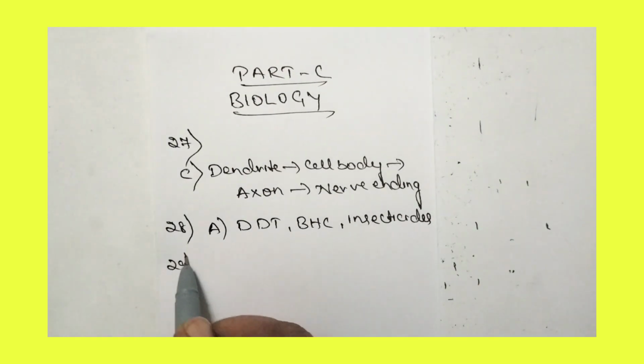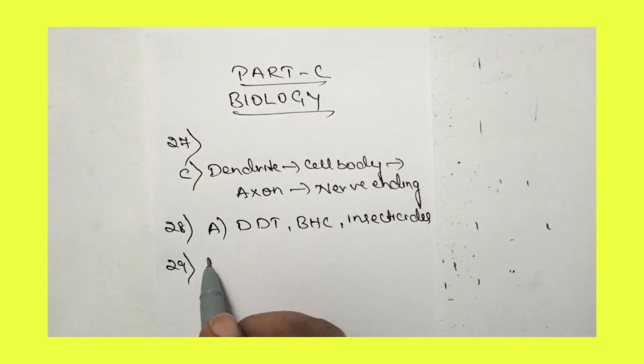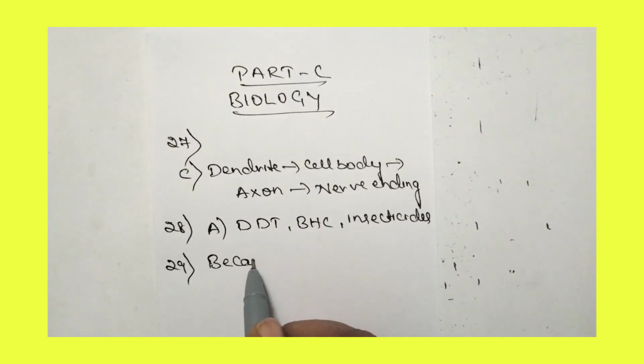Then let us move to the 29th question. The 29th question is: daughter cells generated by division of a bacterium cell are more similar to each other. How? It is asked for 1 mark, so let us come to the answer.